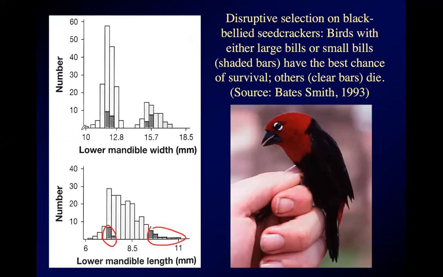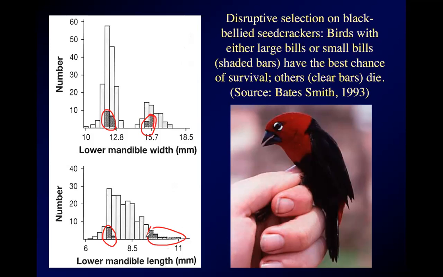And the same thing was true for lower mandible width. The ones with narrow mandibles lived, and the ones with wide mandibles lived, but there weren't any birds in the middle. That's disruptive selection, selection that favors the extremes. Either the small or the large was favored, but the medium was not favored.